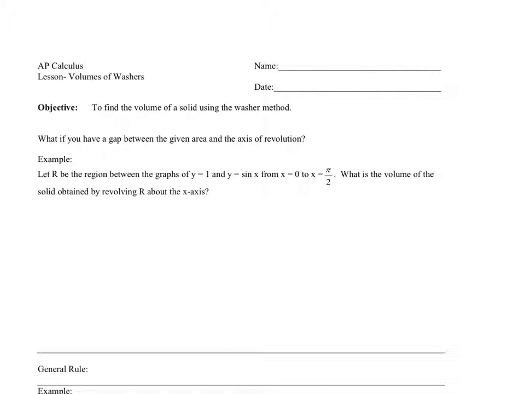All right, so let R be the region between the graphs of y equals 1 and y equals the sine of x from 0 to pi over 2. What's the volume of the solid obtained by revolving around the x-axis? The washer method happens when there's a gap of some kind between the function and the bounded region and the axis of revolution. So we're going to draw the graph. We have y equals 1.